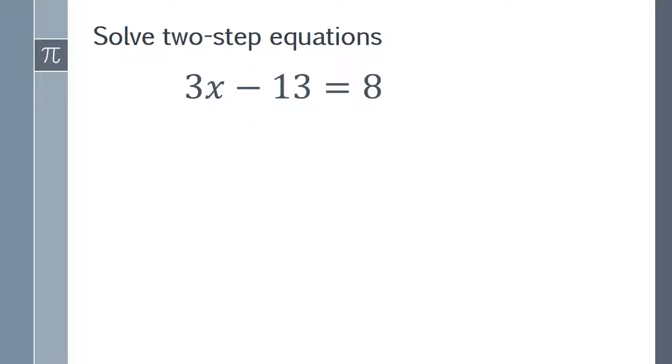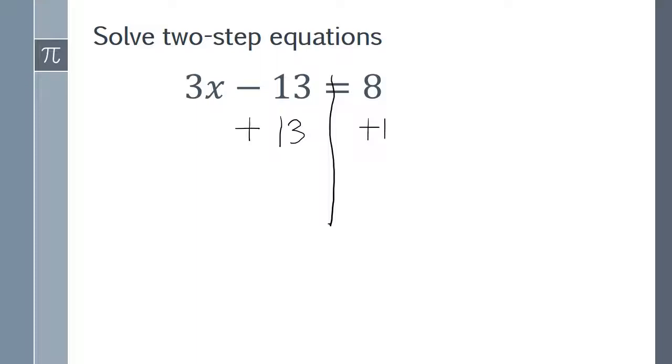Now let's take a look at two-step equations, where we have 3x minus 13 equals 8, and I'm trying to isolate the x. I have multiplication and subtraction. I always start with the weaker operation based on PEMDAS. So subtraction is a weaker operation than multiplication. So in this case, I'm going to have to get rid of 13 by adding 13 to both sides, because addition is the opposite, or the inverse, of subtraction.